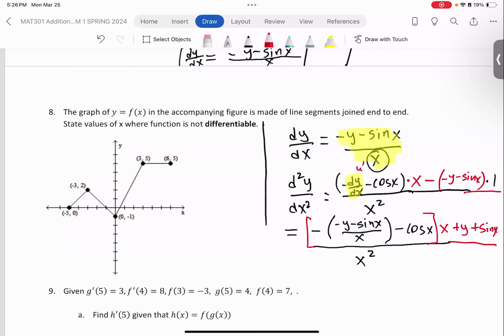The last sign one, this one turns into a plus because of that minus distributed. It's x. It's just an x. There's no y there. It's an x.